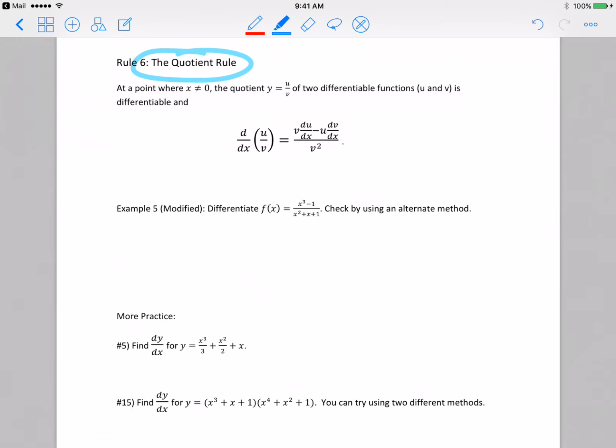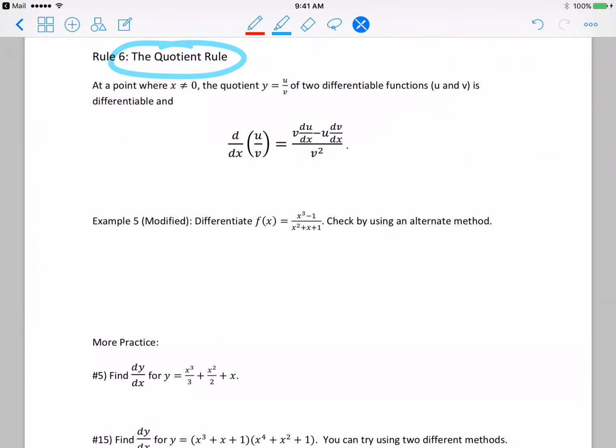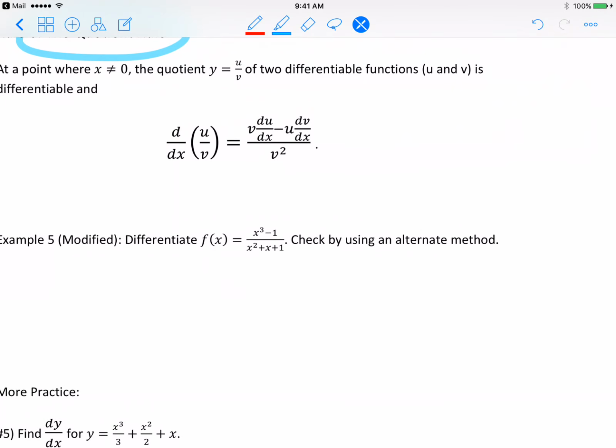It's called the quotient rule as opposed to the product rule that we saw in the previous video. At a point where x is not equal to 0, the quotient y is equal to u over v of two differentiable functions u and v is differentiable and is defined to be this. The derivative of u over v, with u and v being expressions on their own, could be v itself multiplied by the derivative of u minus u times the derivative of v divided by v squared.